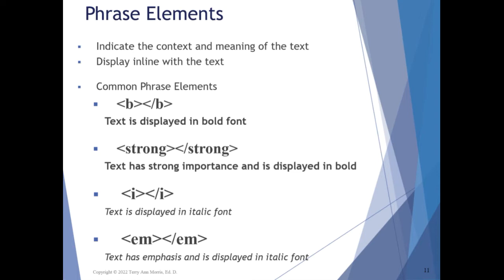We also have common phrase elements such as B elements. With the B element, text is displayed in bold fonts. With the strong element, text has strong importance and is displayed in bold. With the I element, text is displayed in italic font. And with the EM element, text has emphasis and is displayed in italic font.